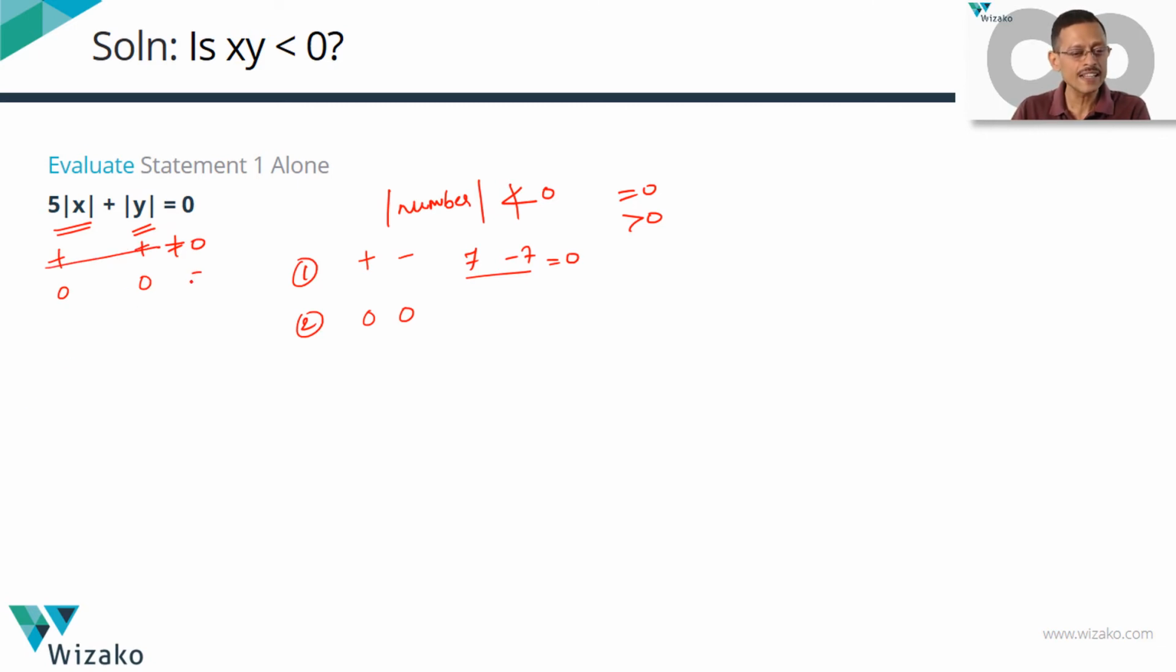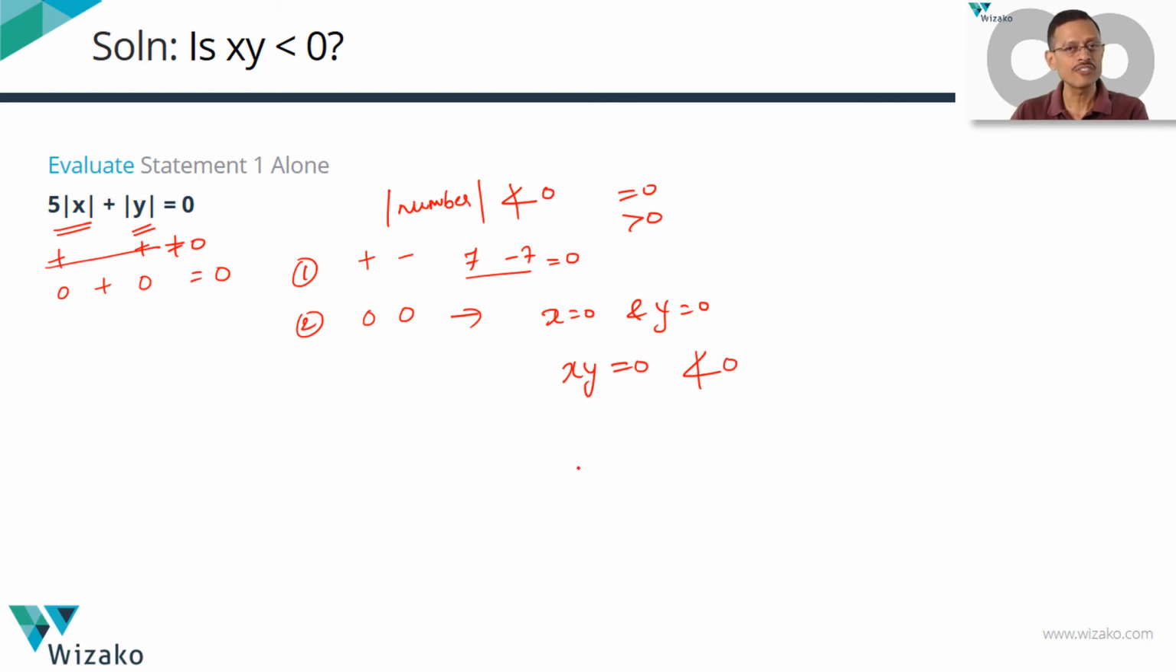So the only way to make the sum 0 is when both modulus of x and modulus of y are 0. Which translates to x equal to 0 and y equal to 0. If modulus of x is 0 and modulus of y is 0, then x has to be 0 and y has to be 0. So the product xy will be equal to 0. If the product xy is equal to 0, it is not less than 0.